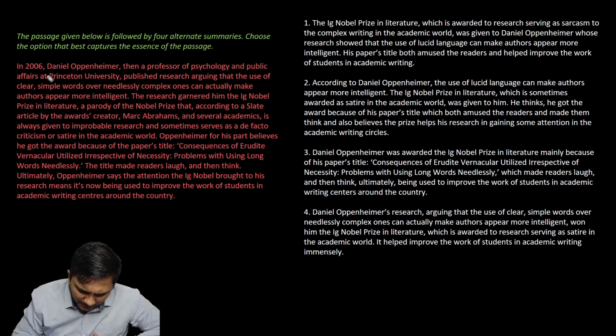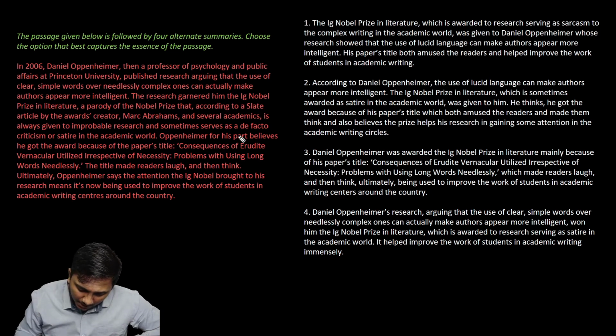In 2006, Daniel Oppenheimer, then a professor of psychology and public affairs at Princeton University, published research arguing that the use of clear, simple words over needlessly complex ones can actually make authors appear more intelligent. The research garnered him the IG Nobel Prize in Literature, a parody of the Nobel Prize that, according to a Slate article by the award's creator, Marc Abrahams, and several academics, is always given to improbable research and sometimes serves as a de facto criticism or satire in the academic world.